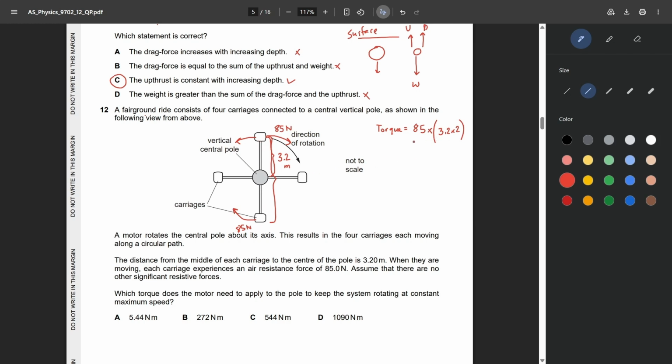Okay, so the total torque that needs to be provided by the motor should be twice the torque calculated over here, right? Because we have 4 carriages. So this is the torque that needs to be provided to 2 of these carriages. That multiplied by 2 is the torque provided to all 4 carriages, which gives us a value of 1088, which is approximately 1090.